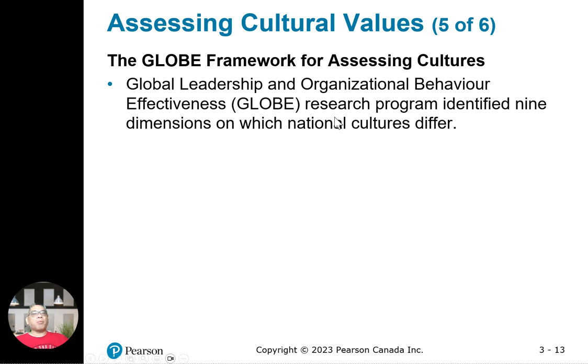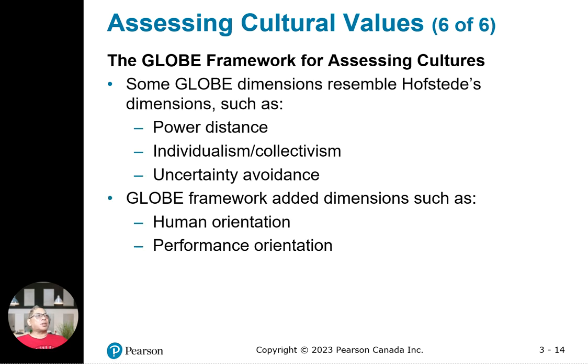The Globe Framework for assessing cultures: the Global Leadership and Organizational Behavior Effectiveness research program identified 9 dimensions on which national cultures differ. Some Globe dimensions resemble Hofstede dimensions, such as power distance, individualism, collectivism, and uncertainty avoidance. The Globe Framework added dimensions such as human orientation and performance orientation.